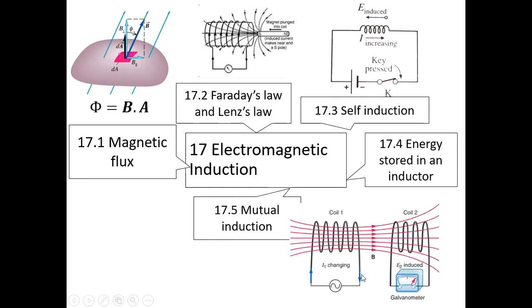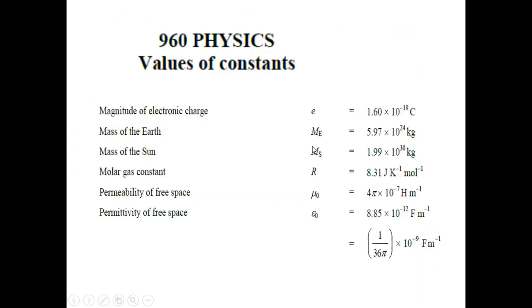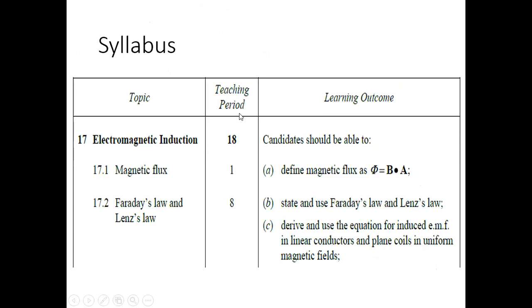Then mutual induction, where instead of having a coil where you're changing current, we have another coil there. So the current passing through here will produce a field that passes through a second coil. So it will induce an EMF there. So that is called mutual induction. Okay, so that is your value of constant that you need to remember, where to find your permeability. Okay, let's go to the syllabus.